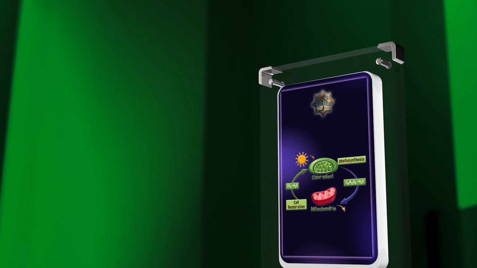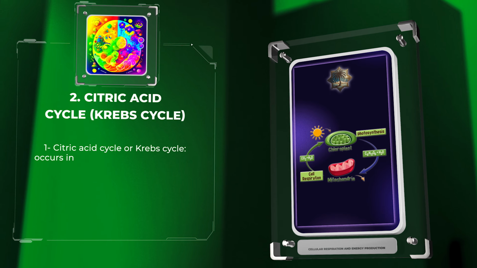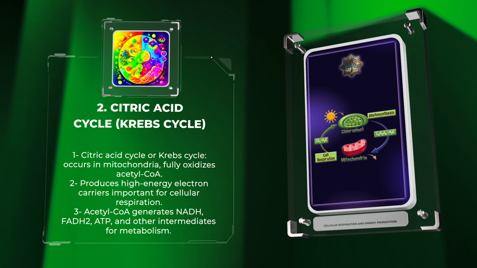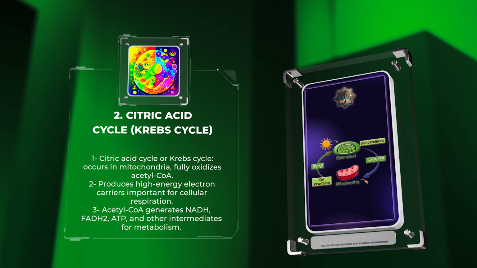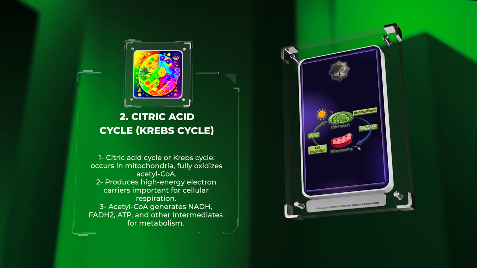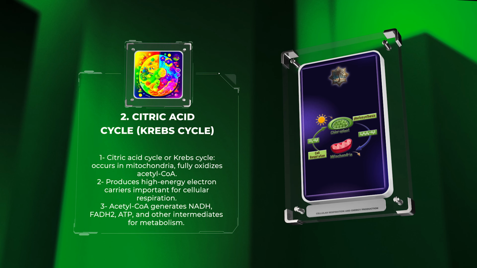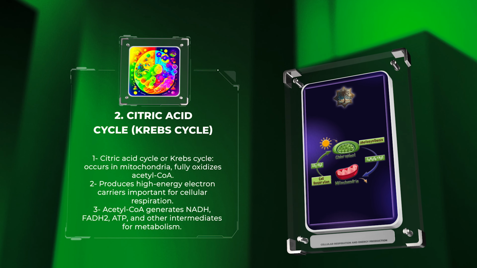The citric acid cycle, or Krebs cycle, occurs in the mitochondria and fully oxidizes acetyl-CoA to produce high-energy electron carriers. These carriers are important for cellular respiration. Acetyl-CoA in the cycle generates NADH, FADH2, ATP, and other intermediates for metabolism.